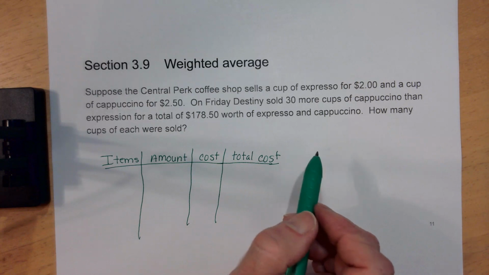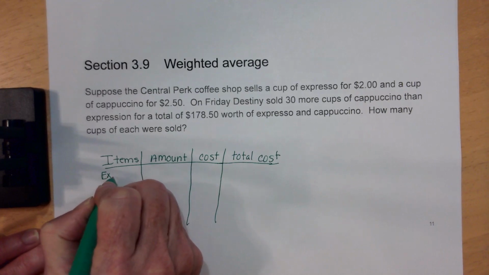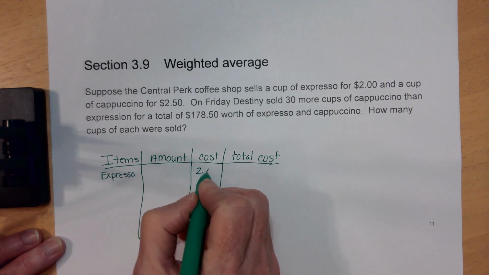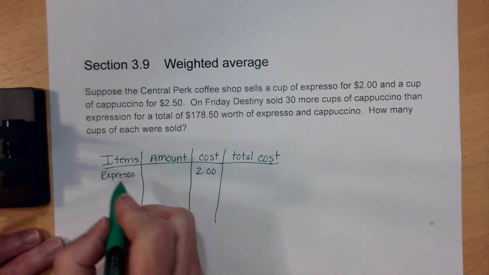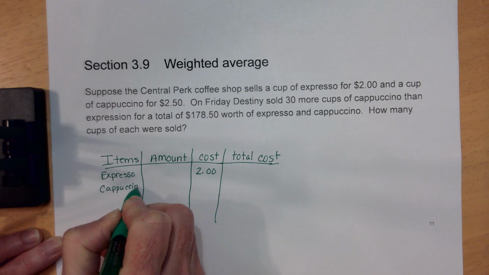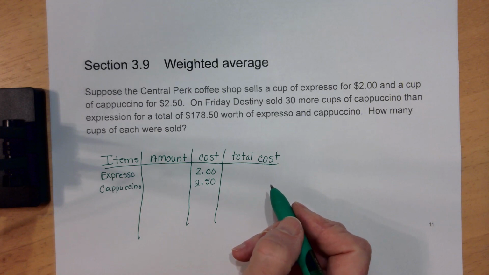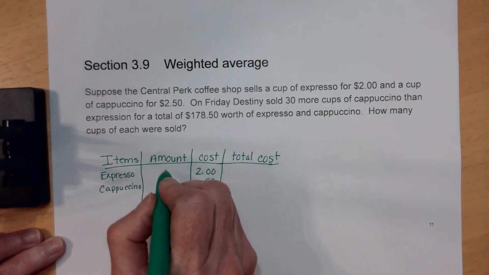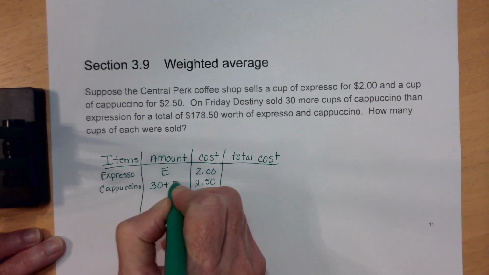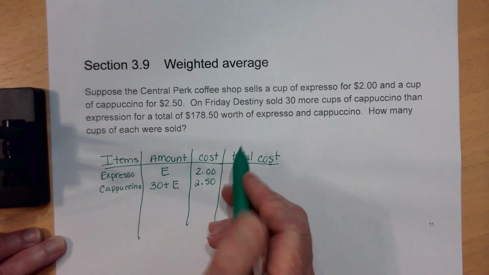So, suppose the Central Park Coffee Shop sells cups of espresso for $2. So you have espresso, and it costs $2. And a cup of cappuccino for $2.50. So you have cappuccino, and it costs $2.50. And on Friday, Destiny sold 30 more cups of cappuccino than espresso. So we'll let espresso be E, and this will be 30 plus E. Okay, 30 more cups of cappuccino than the total amount of espresso.